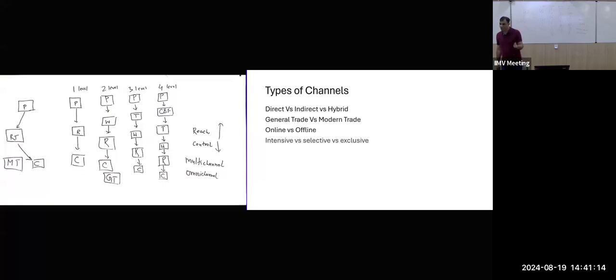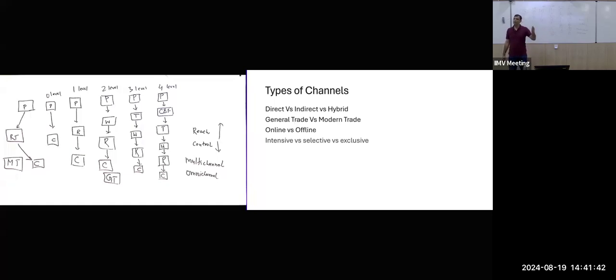So in that case, what is happening? It is a direct channel, but it's offline. So don't confuse yourself: offline and online is not the same as indirect and direct. Direct means there are no intermediaries, meaning zero level. A zero level channel is called direct, and a multi-level channel is called indirect.